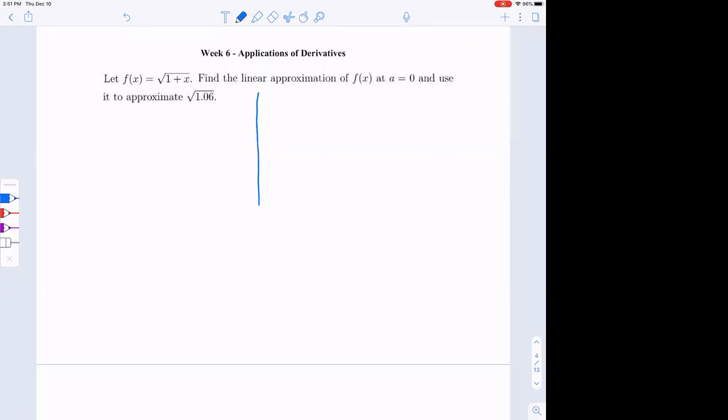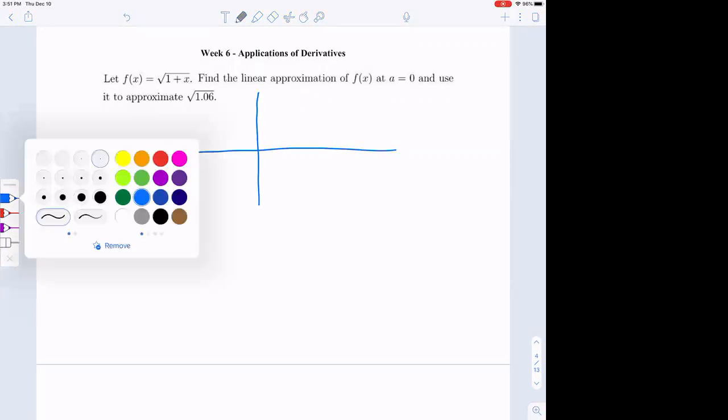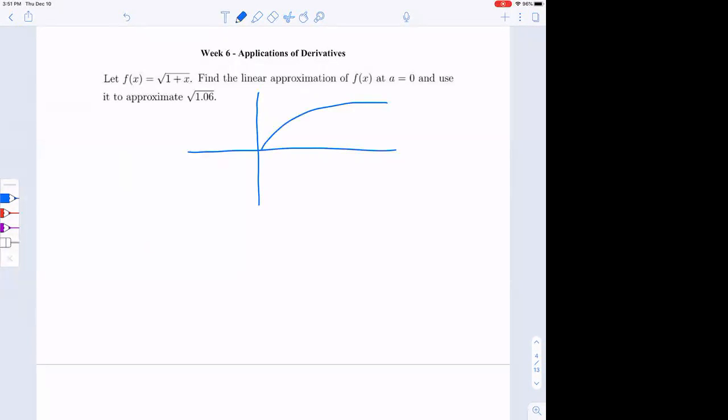So first we take a graph, and our particular graph is the square root function, which looks like this, except we've shifted 1 unit to the left. So we have f of x is equal to the square root of 1 plus x. Okay, now we're supposed to do some approximation at a equals 0. So we're going to approximate using this point right here, a equal to 0, a point on the x-axis.